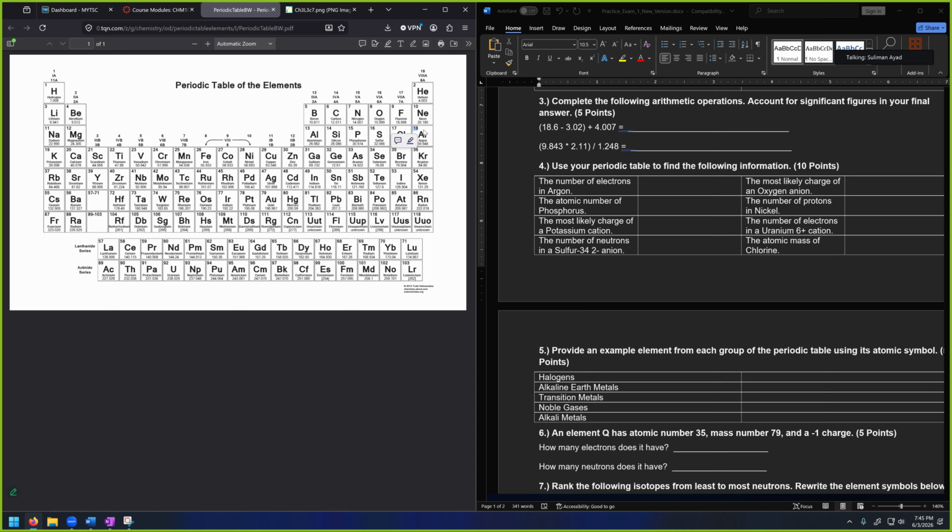In a neutral element, which we assume all elements on the periodic table are neutral in this form, the number of protons is equal to the number of electrons. Since the number of protons is the atomic number, we can very easily assume that argon has 18 electrons.